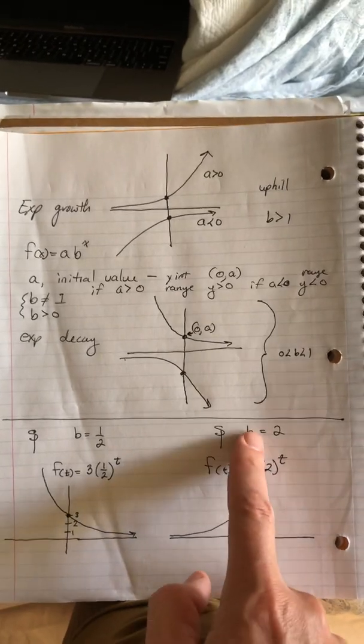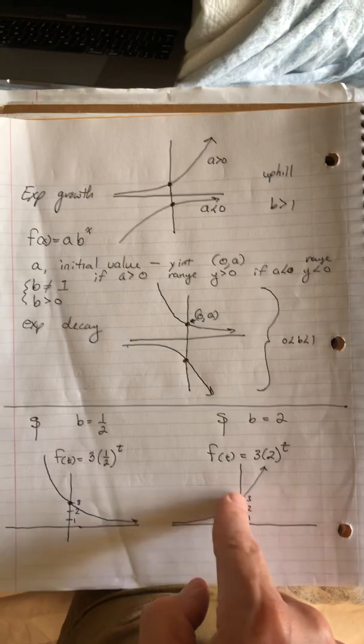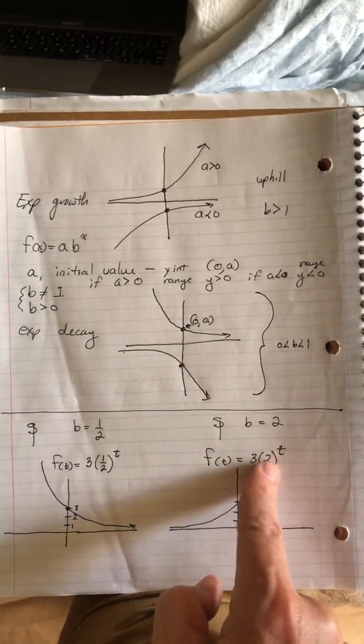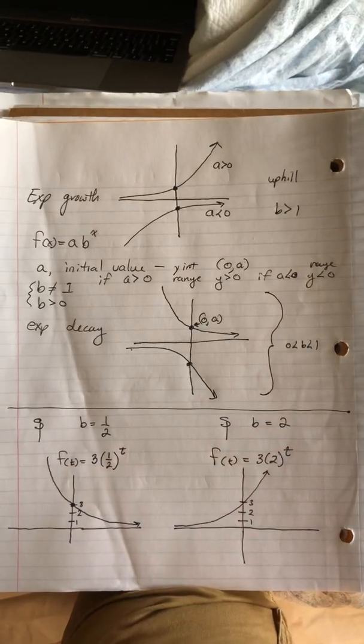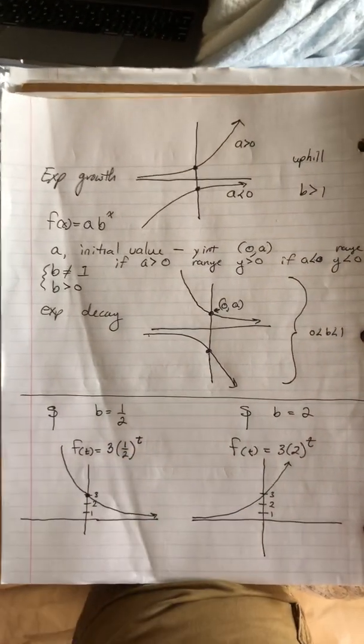Now, if you had your b to be 2, you'd still have that ordered pair 0, 3 as your y-intercept, but now you have a growth model. That value is larger than 1. Okay? Well, hopefully that's helpful, and I'll add more in a little bit.